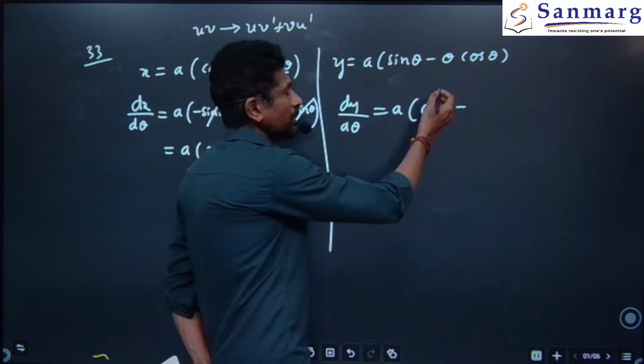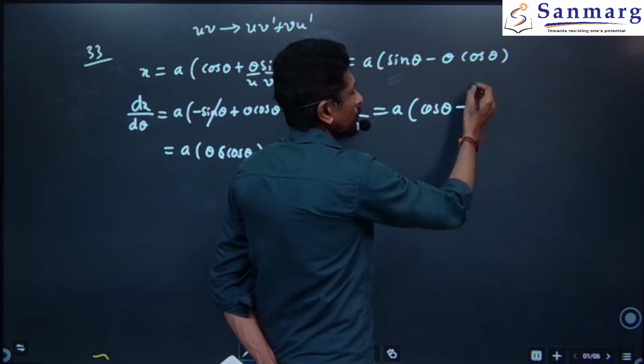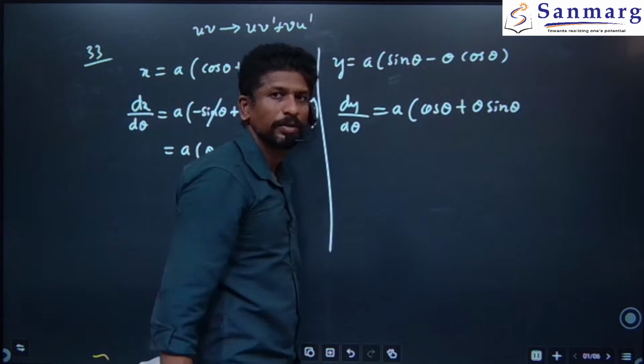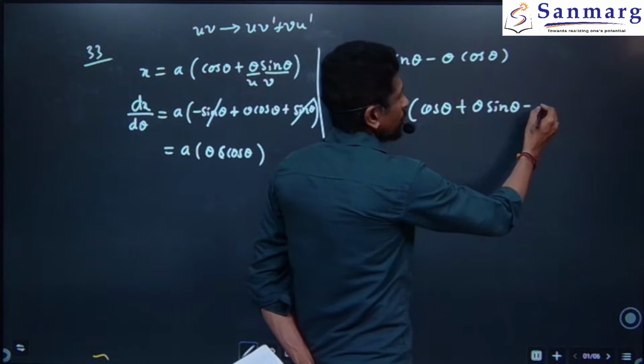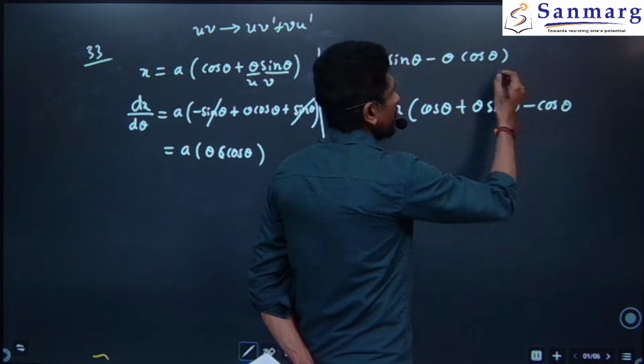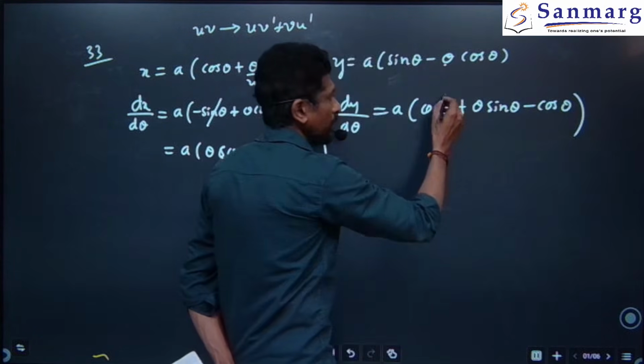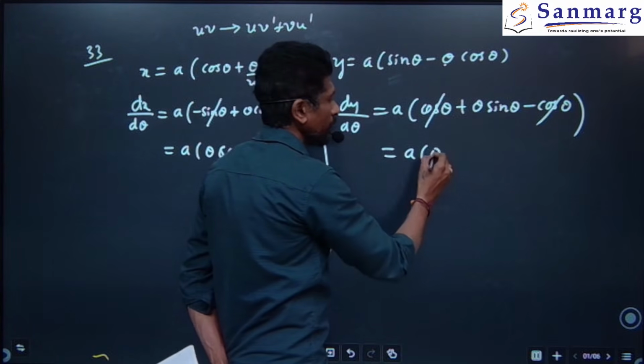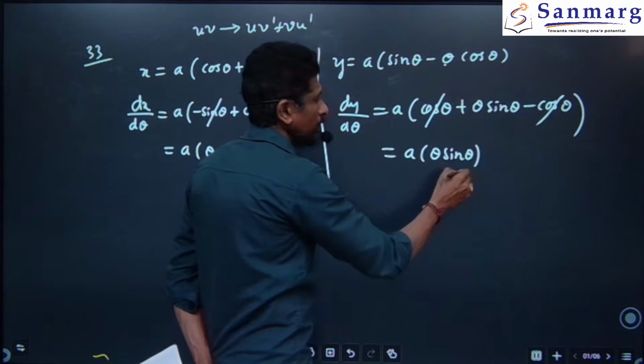Minus theta as it is, means cos theta derivative becomes plus sin theta, because minus into minus becomes plus. Same thing, minus cos theta as it is, theta derivative becomes 1 now. So this way plus cos theta minus cos theta get cancelled. Answer is a into bracket of theta sin theta is the answer.